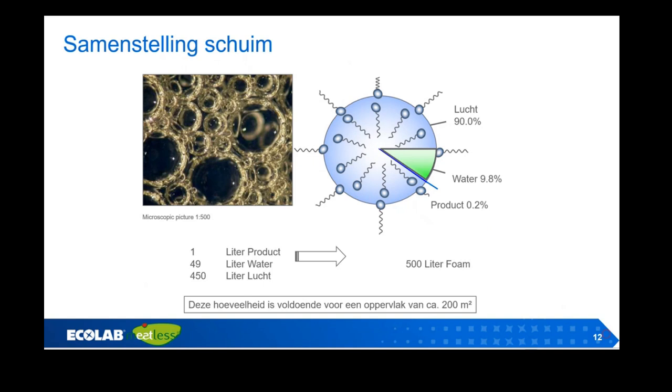So we can see in this picture that it consists of 90% air. So your foam bubble is always more air than the rest. So if you have a problem with your foam, then it's always the air pressure.